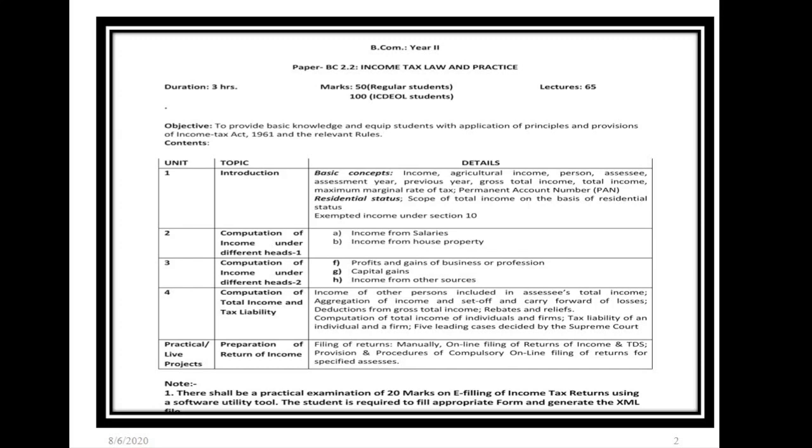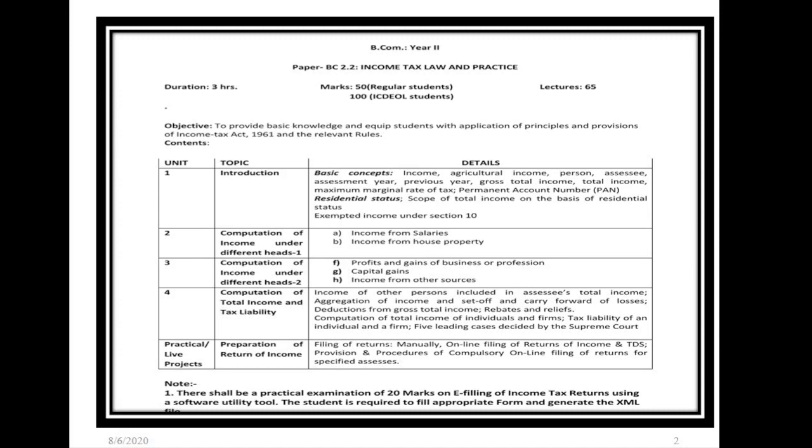The other rest of the 3 heads, that is profit and gains of business or profession, capital gains and income from other sources, are covered in the third unit. Once you have a knowledge of the 5 heads of income, then you can compute the total income as well as the tax liability of a person.